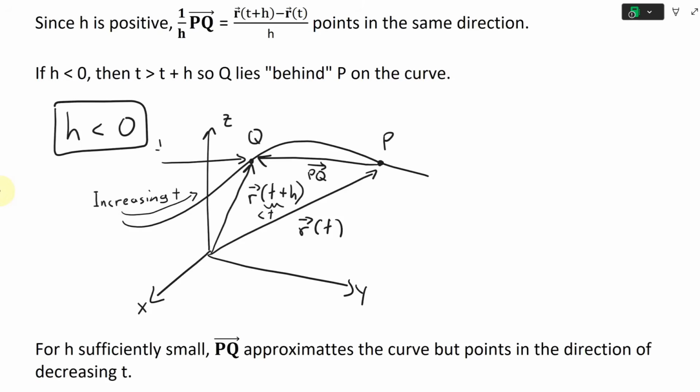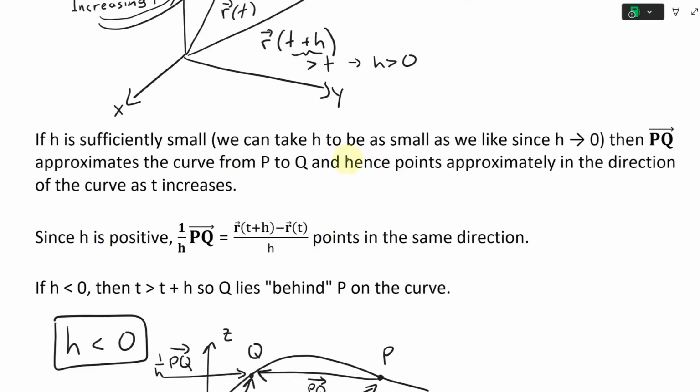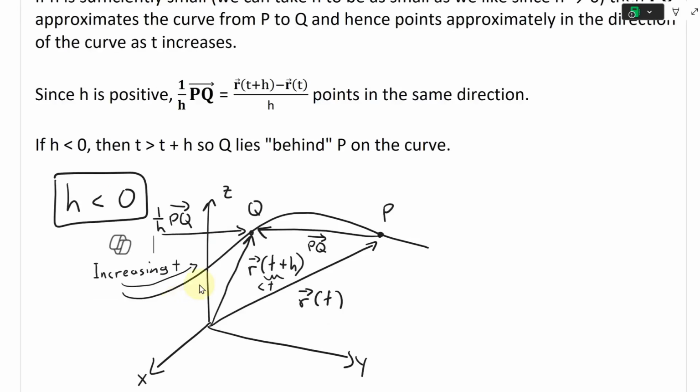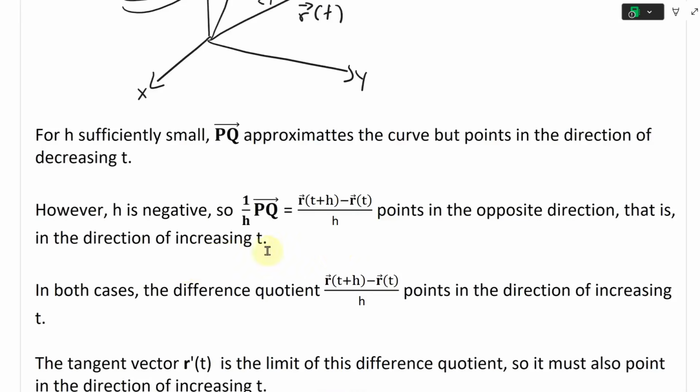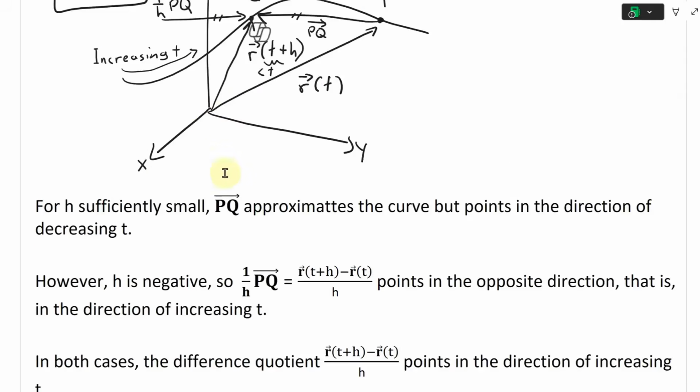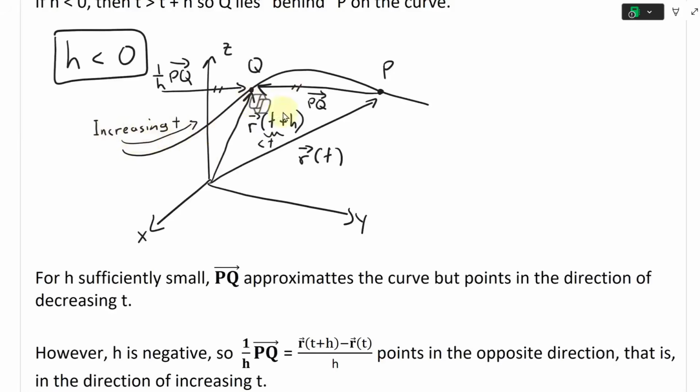I'm just going to write this as 1 over h, PQ, like that, which is the same thing as this one, but now the h is negative. So it's going to be pointing opposite of this. And again, this is parallel to this one, but in the opposite direction. And going further, right here, in both cases the difference quotient points in the direction of increasing t. So it's pointing in this direction of increasing t.